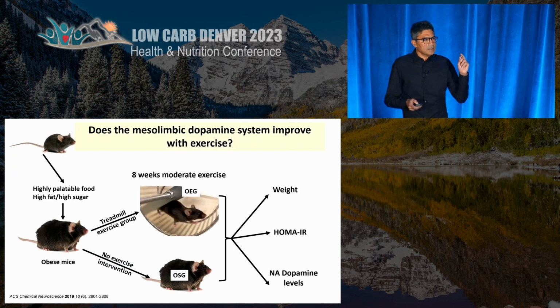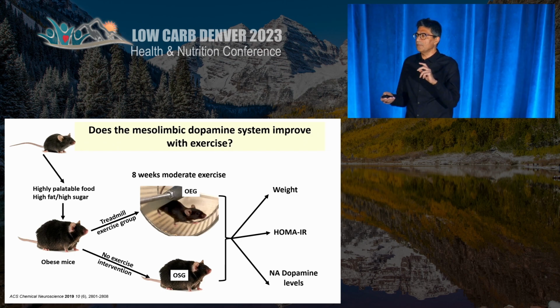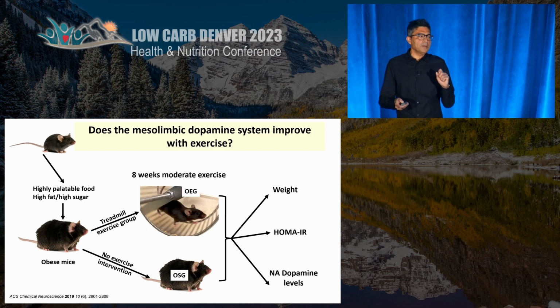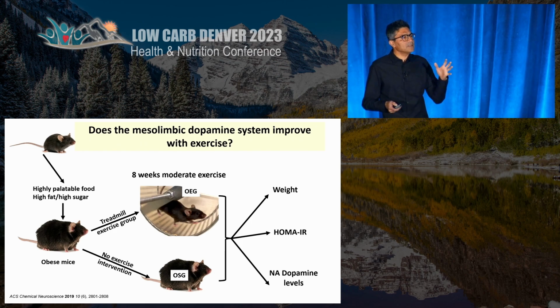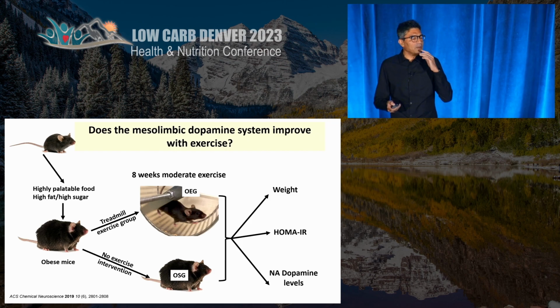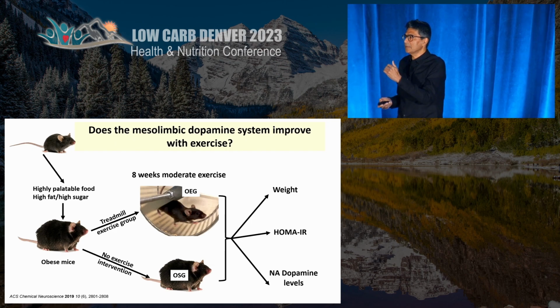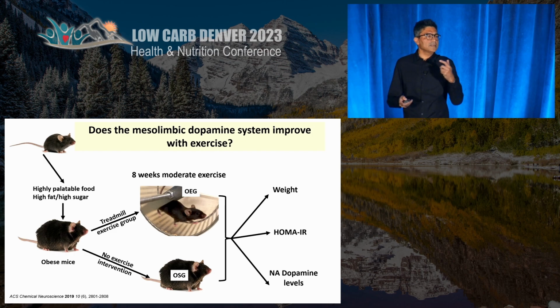Now, does the mesolimbic brain system improve with exercise? Unfortunately, we don't have any human studies. Probably it has a lot to do with the big food industry that Nina was talking about. So we have to settle for mice studies. So mice were made obese by giving them highly palatable food for 12 weeks. And at the end of 12 weeks, they were divided into a treadmill exercise group and a sedentary group. And their weight, their insulin resistance, and brain levels of dopamine were followed.